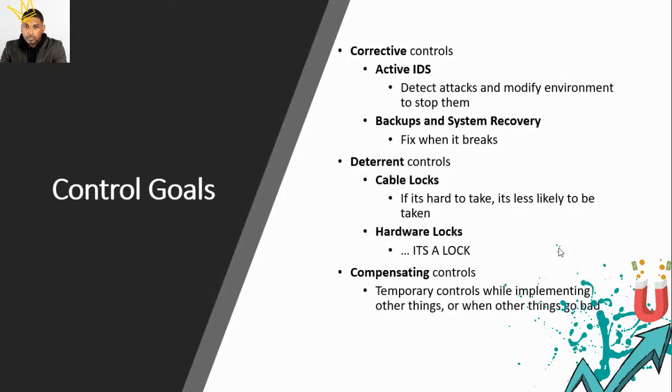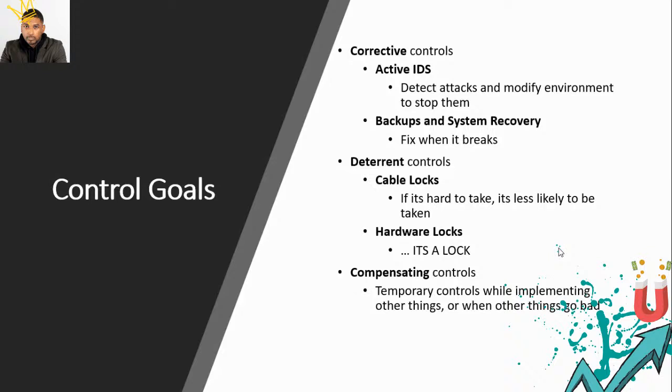Corrective controls, active IDS, detects attacks and modify environments to stop them. Intrusion detection systems. Actually, it's IDPS. So the detective and preventative systems are what modifies the environment. The detective only just detects it and logs it.